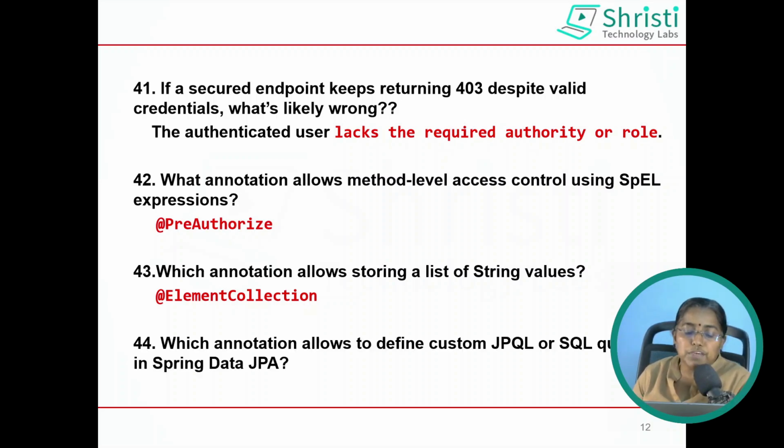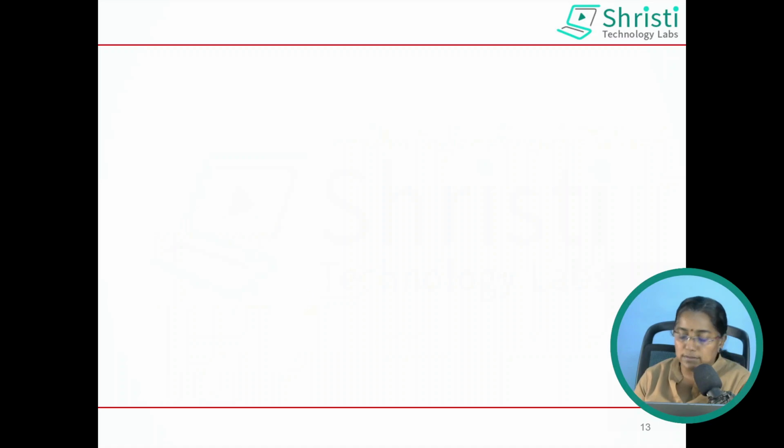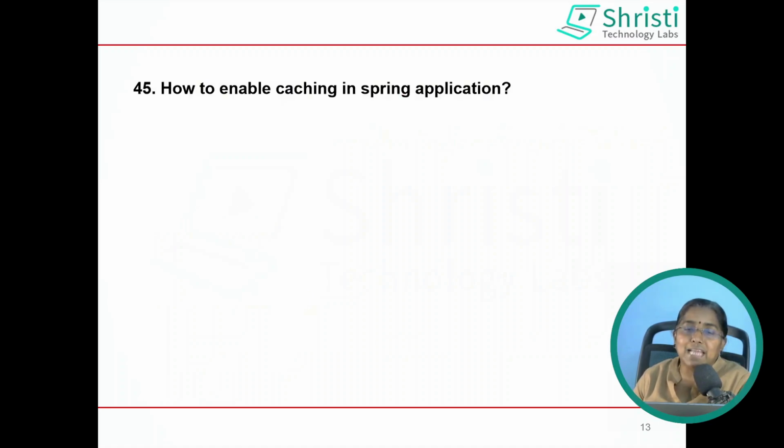Next question. Which annotation allows to define custom JPQL or SQL queries in spring-data-jpa? The annotation that we are going to use is @Query. By default, this Query annotation supports only JPQL. If you want to work with native SQL queries, then you need to use the attribute nativeQuery equal to true.